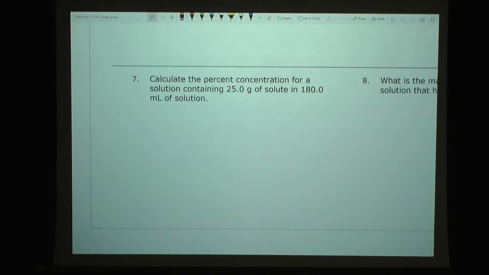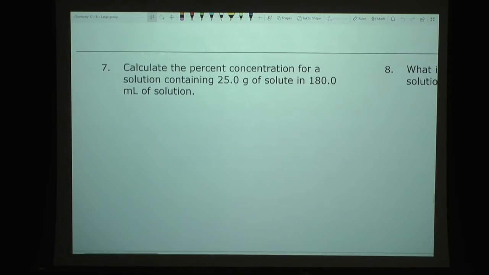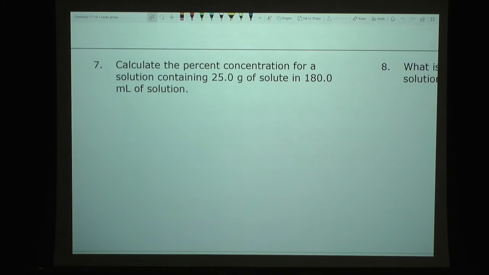We're going to look at question 7 because it's the first one that's percent concentration; the first 6 are molarity. We'll probably come back to those as needed in our small group classes. We want to get you percents today, so start on 7.